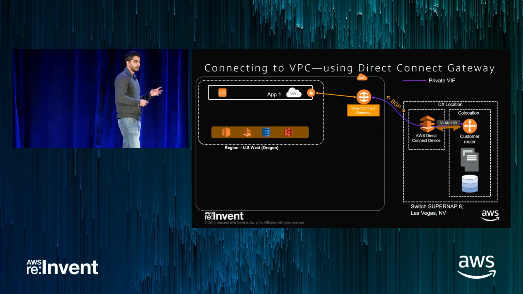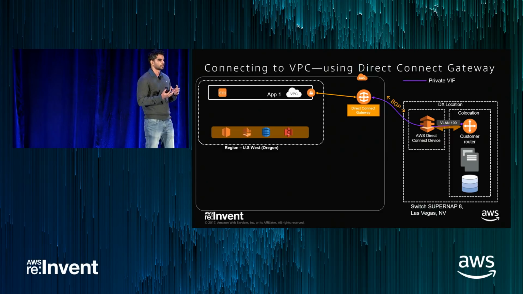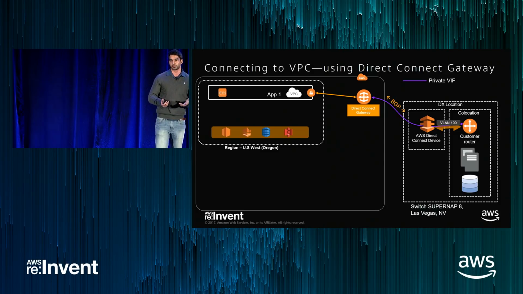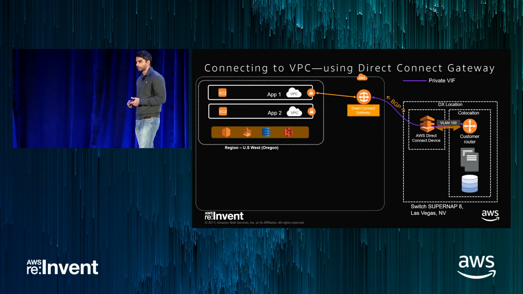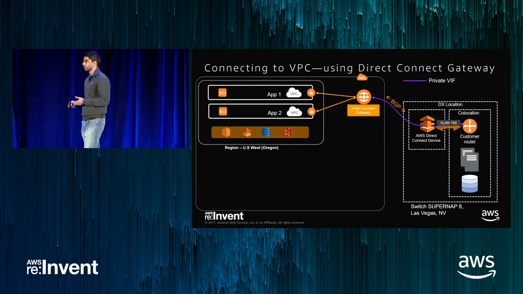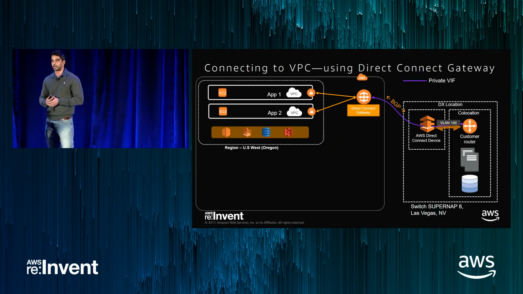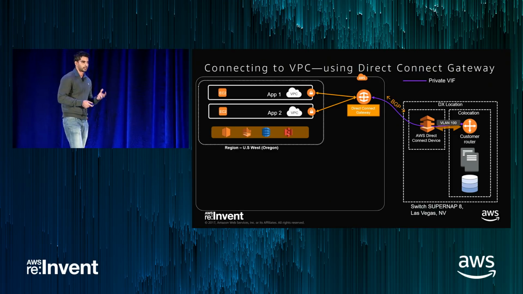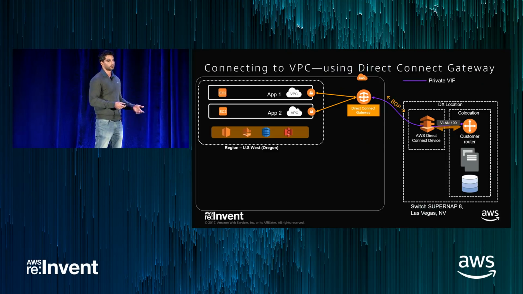Now the Direct Connect Gateway will start advertising the CIDR range of that VPC to your routers, and hence you can go ahead and access it. Now, if you had a second VPC for app2, you would simply associate the virtual private gateway of that VPC back to the Direct Connect Gateway. And now, through BGP route advertisements, Direct Connect Gateway is going to advertise the CIDR range of both VPCs, and you get access to both.